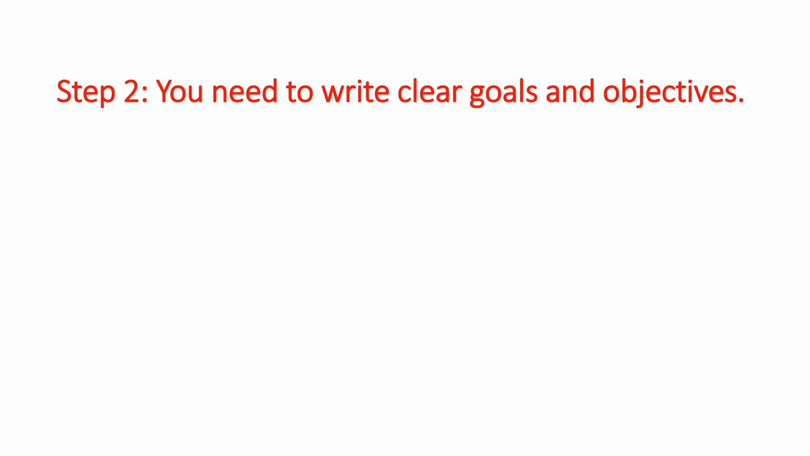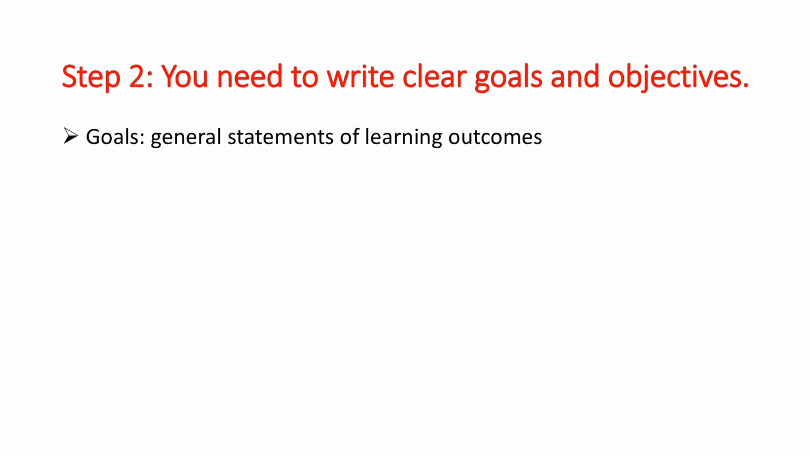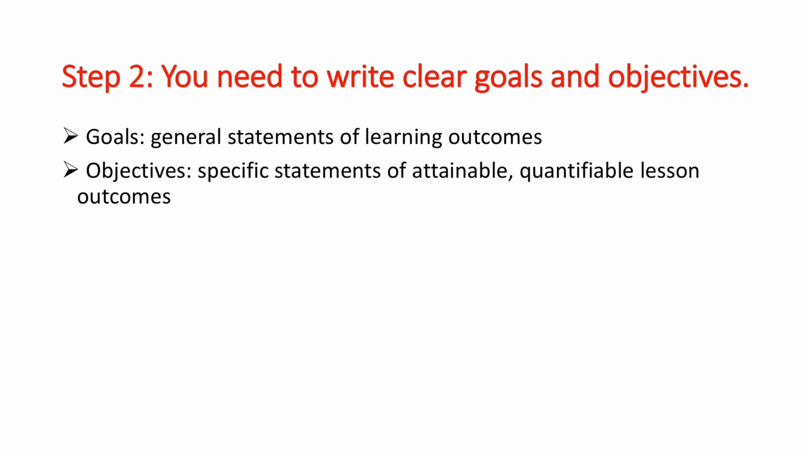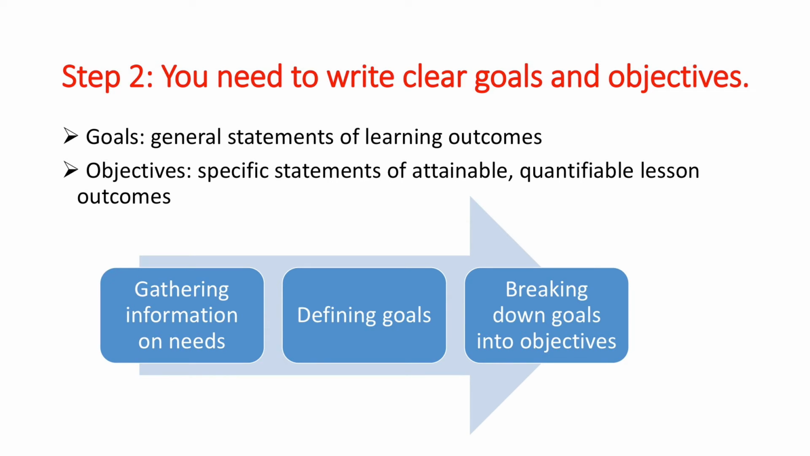Step 2. You need to write clear goals and objectives. Goals are general statements of learning outcomes, while objectives are specific statements of attainable lesson outcomes. After students' needs information is gathered, you need to define the goals and align the goals with English language proficiency standards. Then, break down the goals into objectives.